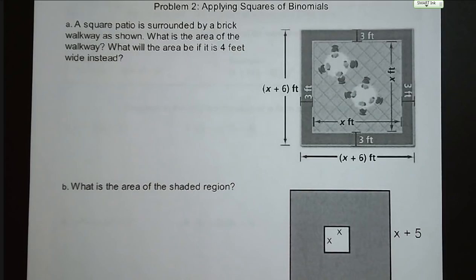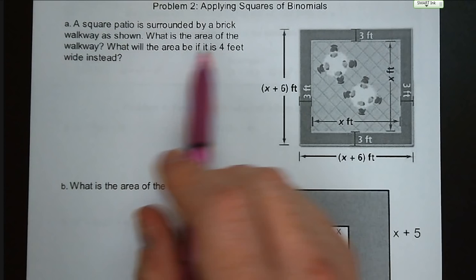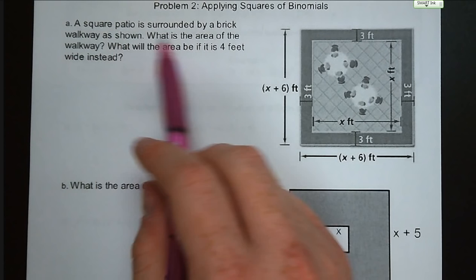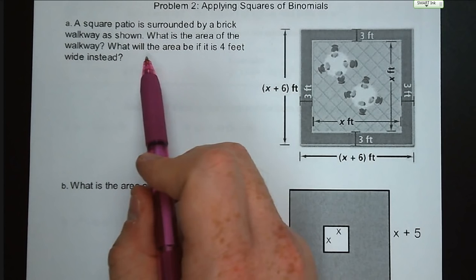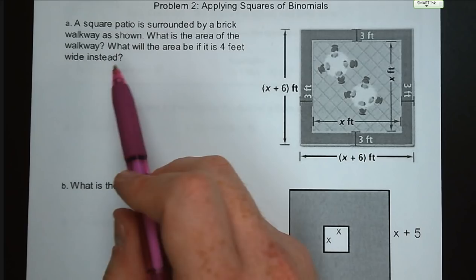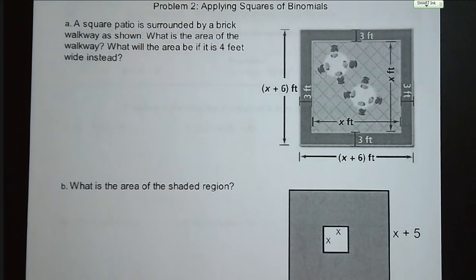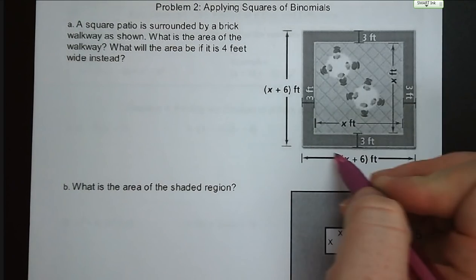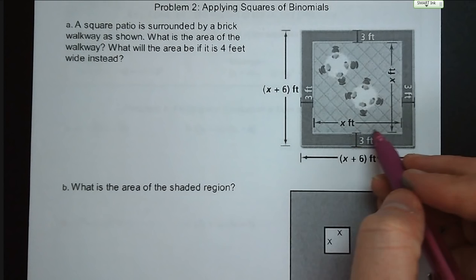So, applying the square of binomials. We have a square patio, right here, that is surrounded by a brick walkway as shown. What is the area of the walkway, and then what will the area be if it is 4 feet wide instead of 3 feet wide? So the first thing we need to do is find the area of the walkway, and that's going to be the area of the outer part minus the area of the inner part.